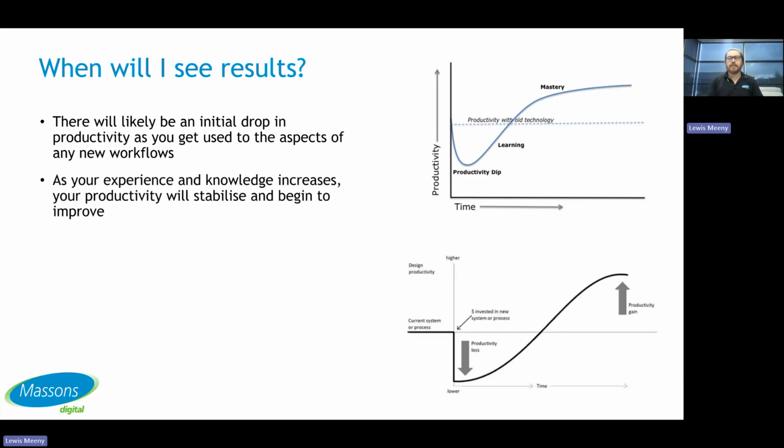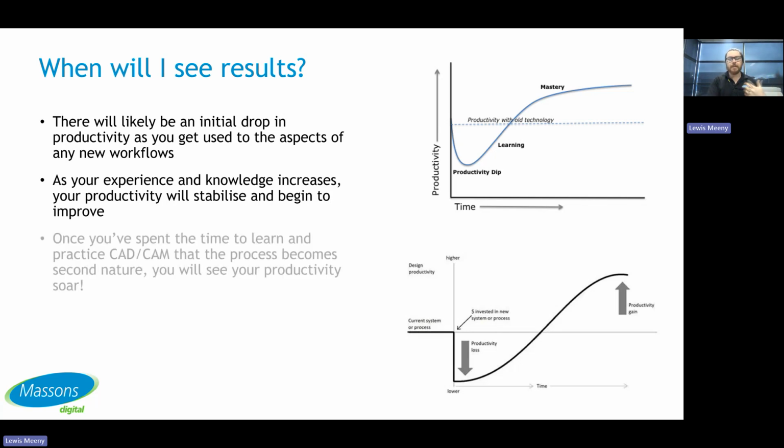Because as your experience and your knowledge increases, that productivity drop begins to stabilize and then ideally begins to improve as you master these skills. So that is also why it's an investment in time and money, is there is going to be that little productivity loss before you manage to get up to speed and then beyond. Because once you spend the time to learn, the process becomes second nature, your productivity is going to soar. It might take you over an hour to do your first digital modification, and then it might be taking you 5 minutes by the time you practice.